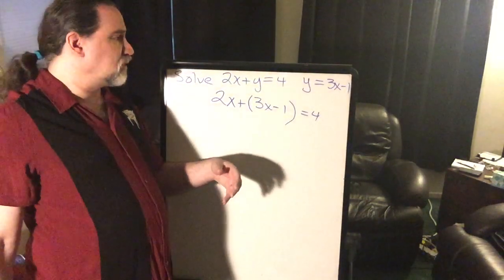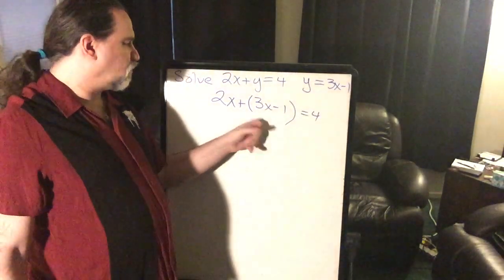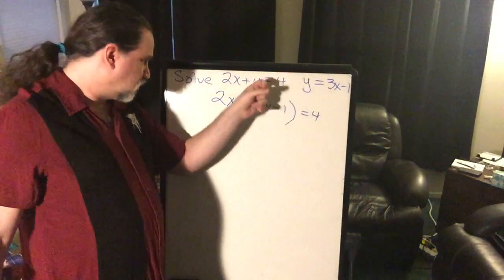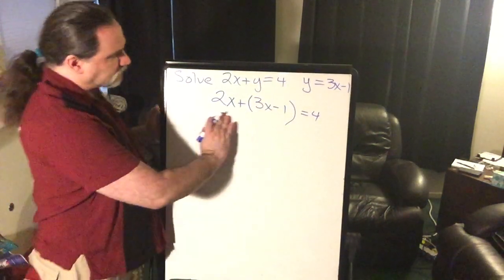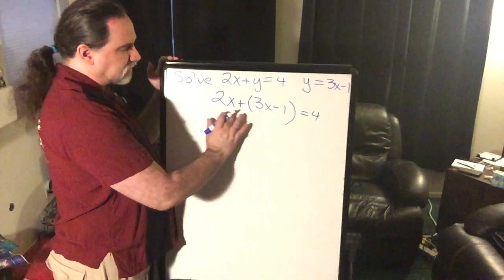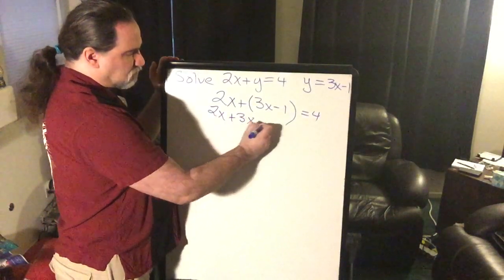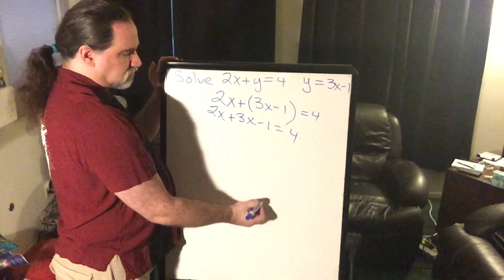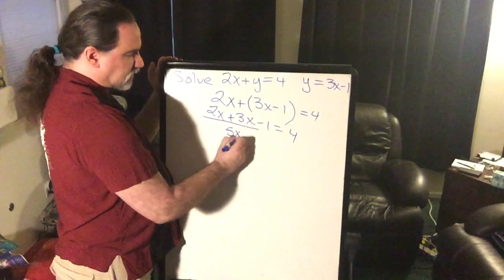Now, maybe I could have asked, what if y was 4? Then I could just put a 4 here and solve it. What if y was 8? I'd put an 8 here and solve it. But if you look now, what do I have? I only have one variable, x. So 2x plus 3x minus 1 equals 4. These two add up to 5x.